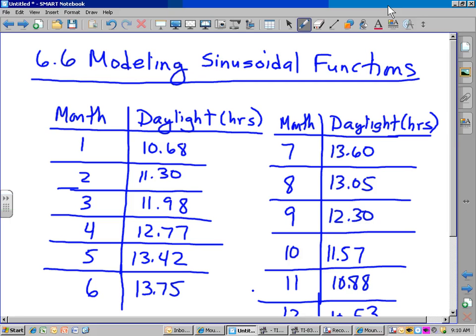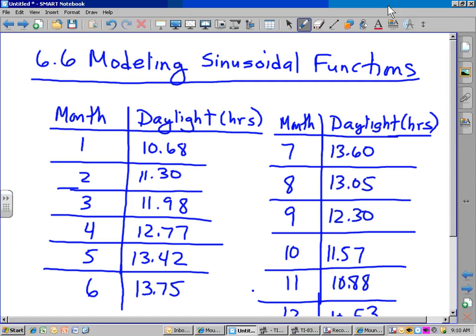All right, 6.6, modeling sinusoidal functions. What we're going to do is take data from the real world and start modeling sine waves or cosine waves. Both are sinusoidal. The calculator in most technology usually goes back to sine. It'll do a sine progression.